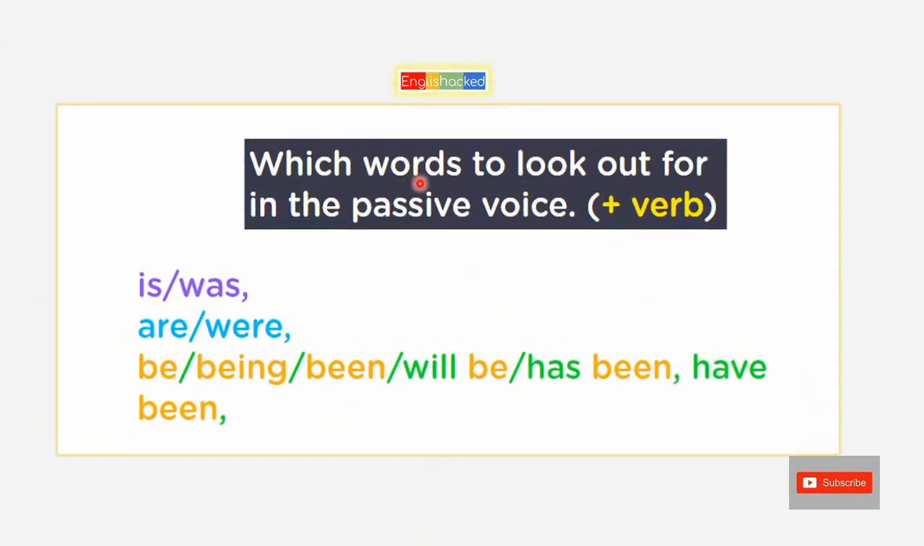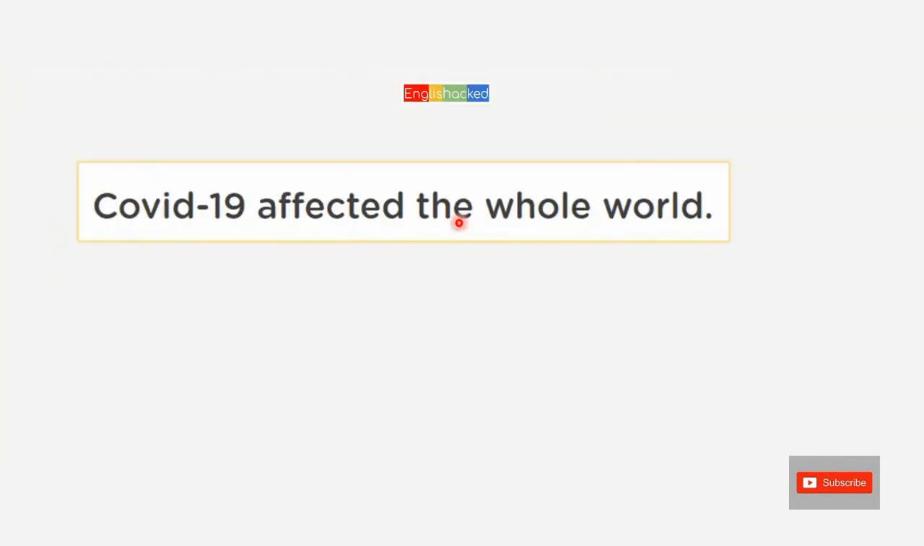2. You must know the words that are in the passive voice. All the sentences in the passive voice have these words: is, was, are, were, be, being, will be, has been, have been. Now, when you see these coming before a past participle, that sentence is in the passive voice. No questions about it. You can't go wrong with that.